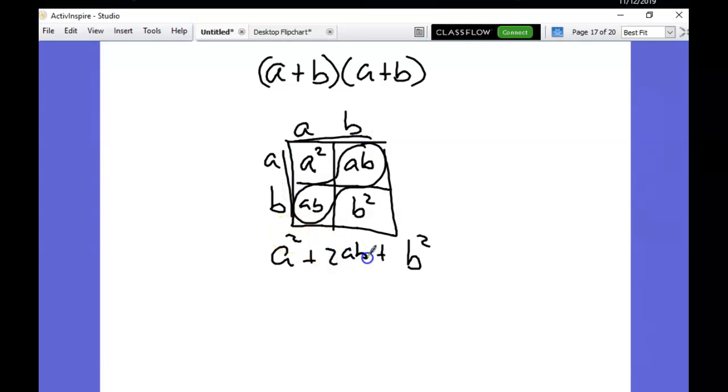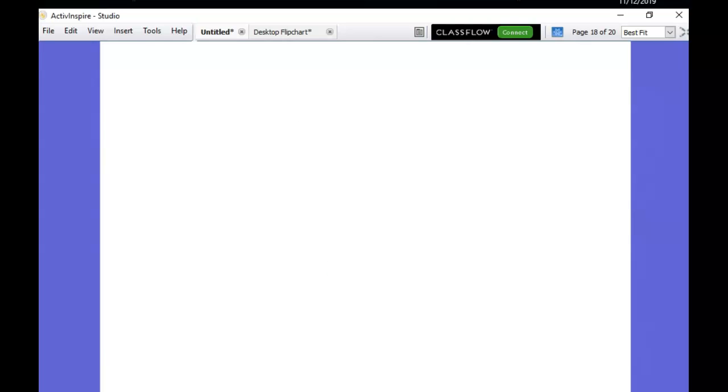So you get 2ab. And so the shortcut for this one, which I'll write in a minute, is basically square your first term, square your last term, multiply those together, and double it. Does that make sense? I'm going to write it down again. But I just want to share that with you so you guys kind of get the idea a little bit.